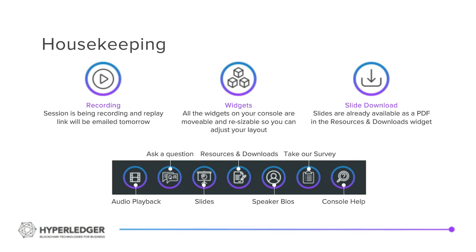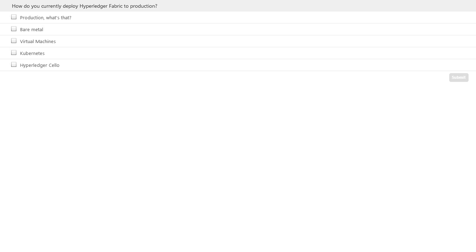We're going to ask you, if you are deploying Hyperledger Fabric, how do you do it in production? In this case, it's a kind of multiple choice because you might use multiple methods. I know we do. So we want to know essentially how you deploy Hyperledger Fabric. Do you do it on bare metal, virtual machines, on Kubernetes, or do you use a tool like Hyperledger Cello? Or if you don't, we would also like to know that.